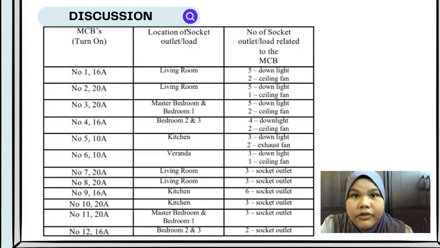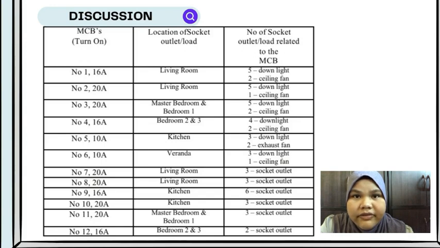So for the table 4.1, when MCB 1 was turned on, 5 downlight and 2 ceiling fan at the living room were functioning. When MCB 2 was turned on, another 5 downlight and a ceiling fan at the living room were functioning. When MCB 3 was turned on, 5 downlight and 2 ceiling fan at master bedroom and bedroom 1 were functioning. When MCB 4 was turned on, 4 downlight and 2 ceiling fan at bedroom 2 and 3 were functioning.